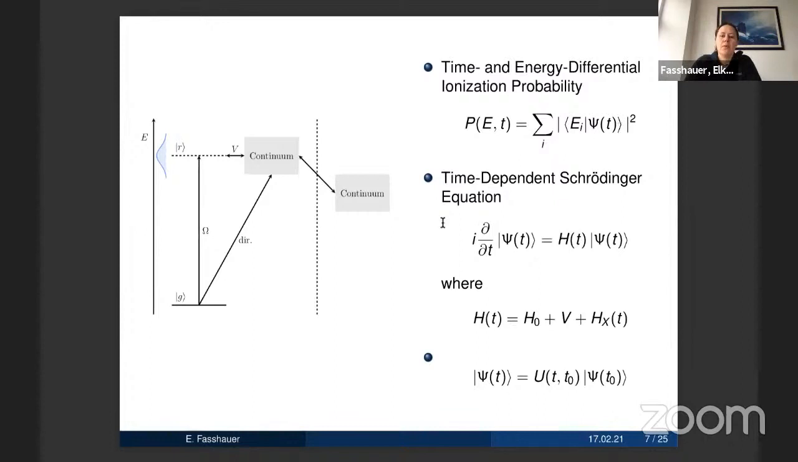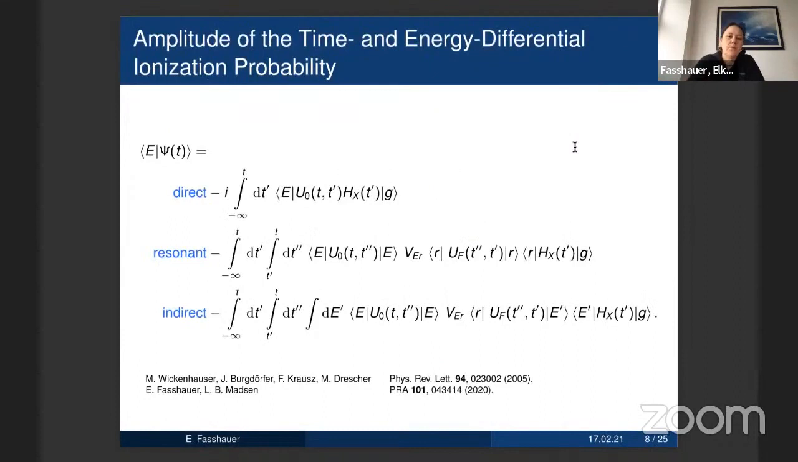Well, we solve the time-dependent Schrödinger equation by using first-order time-dependent perturbation theory. And very important, we here assume that our pulse intensity is low enough that we can still use the dipole approximation. When we do that, we get an expression for this amplitude up here that looks like that. What you can see is that we have three different terms. Direct term that I already described, the resonant term that I already showed at the beginning, and the indirect term.